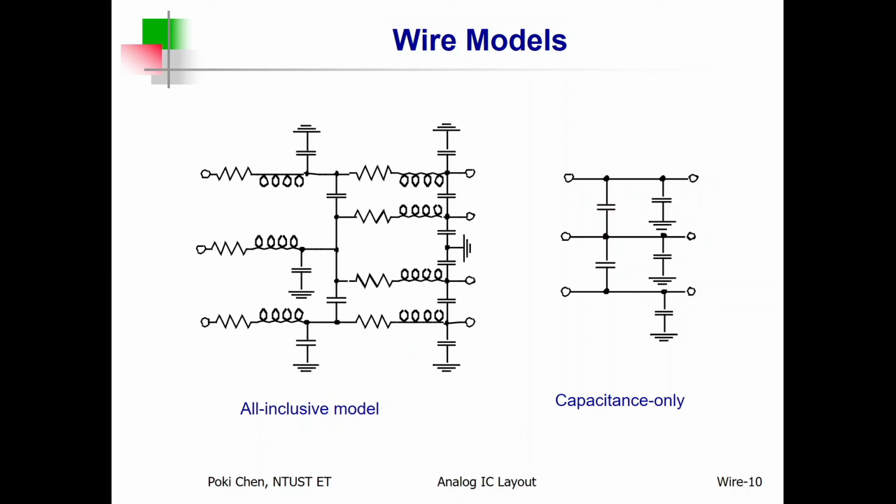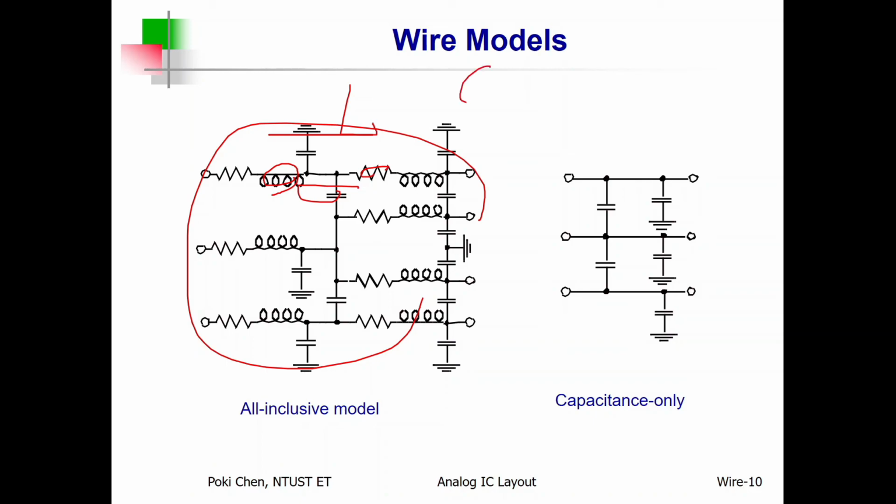Okay, then how to model the wires for good simulation? You need something like this, but it's too painful, too troublesome. You need to extract not only the resistance and capacitance, but also the inductance. That's too much. So my recommendation is forget about L, unless this layout is for very high frequency operation, for example, gigahertz. Otherwise, forget about the inductance.